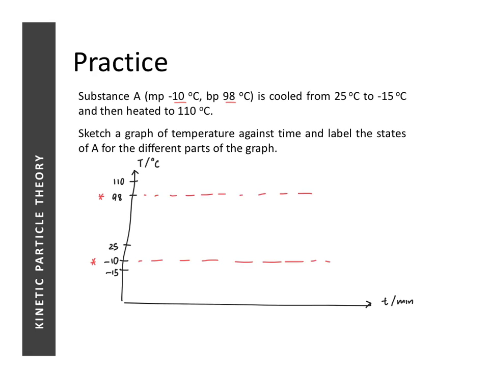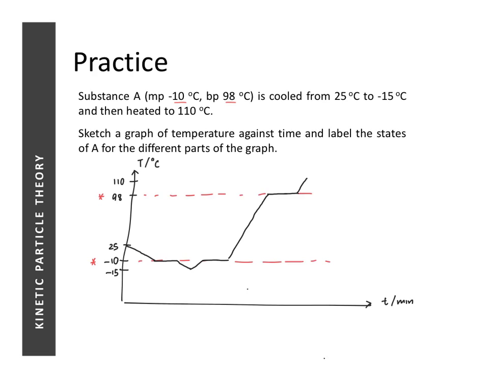So first, substance A is cooled from 25 degrees Celsius to -15. When it goes down, does it go straight down to -15? The answer is no, because it encounters the freezing point. So it will remain constant for some time before it goes to -15. And then it's heated up to 110 degrees Celsius. So again, temperature will rise. But does it rise straight to 110? Again, no, because it hits the melting point. So it remains constant for some time, goes up to the boiling point, again remains constant for some time, and then it goes up to 110, the final temperature.